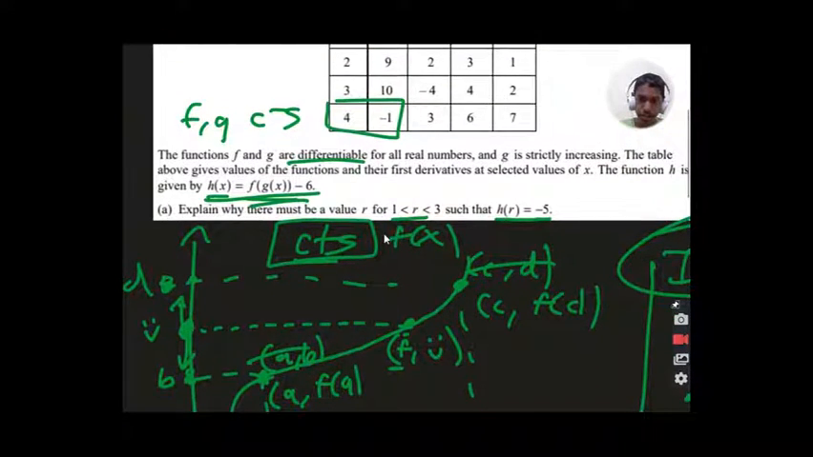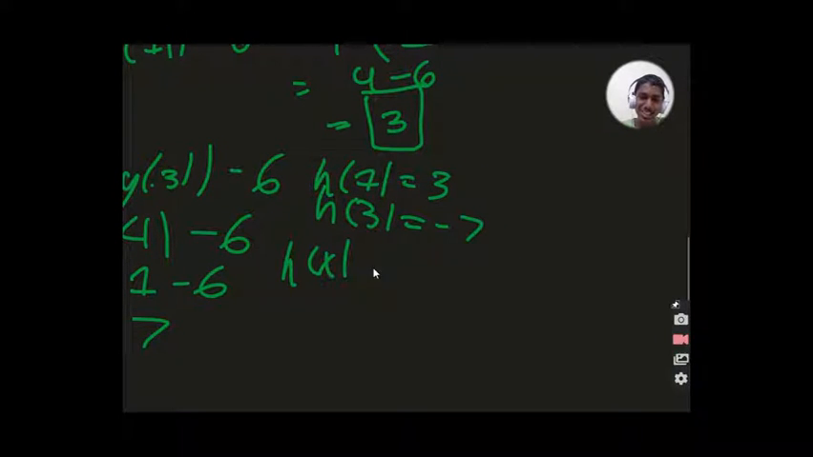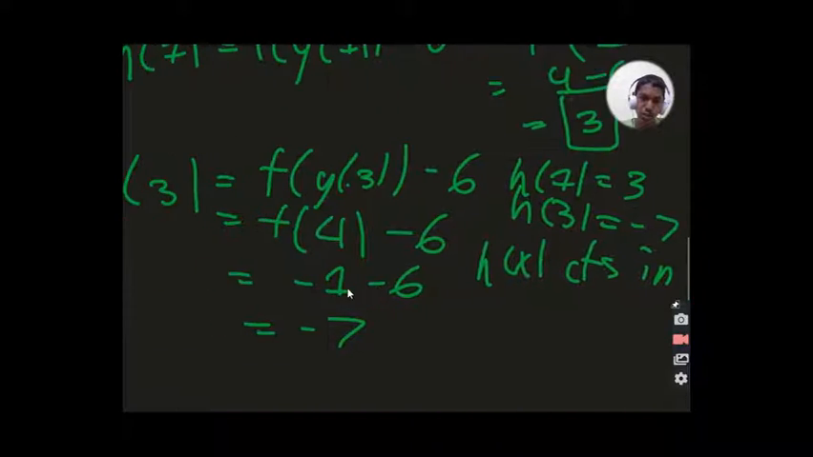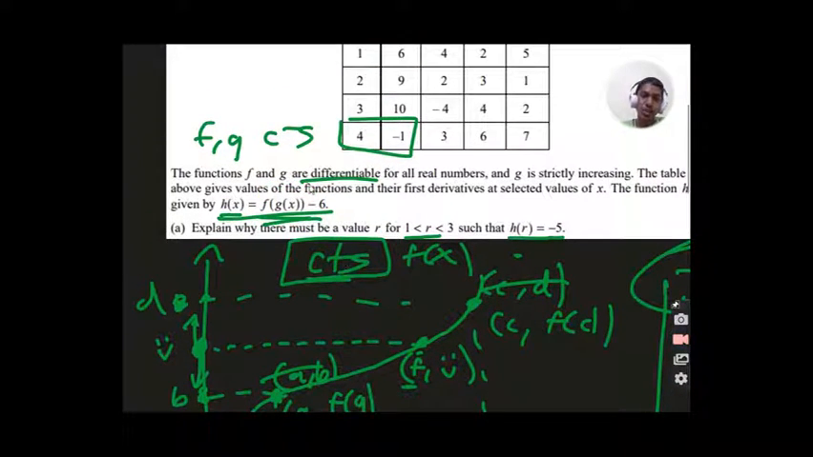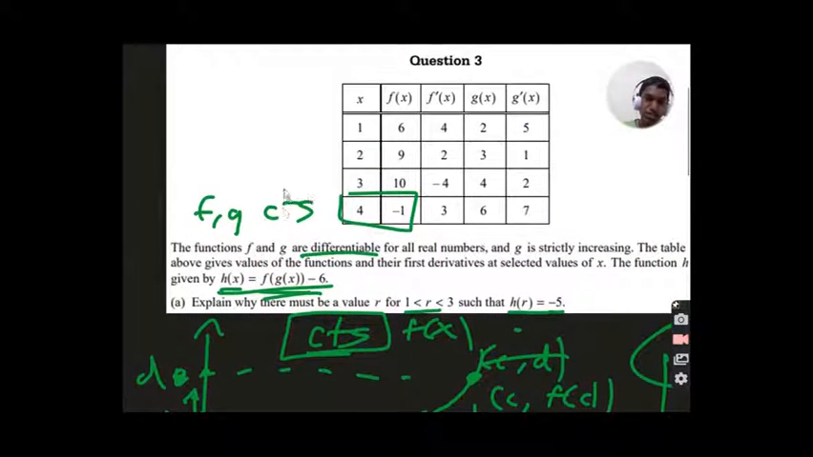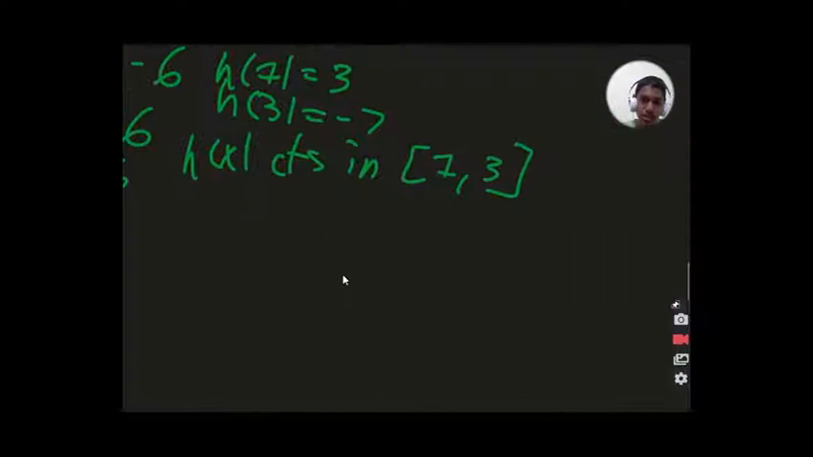Alright, so what do you have to do here? Well, one value where h of r is minus 5. Okay, right, so first thing, check, is h of x continuous in 1, 3? Well, we know that h of x is constructed based on f and g of x, and both f and g of x are differentiable and therefore continuous, so I wouldn't see a reason why f of g of x wouldn't also be continuous. So we know that h of x is continuous also. Okay, great. So now we've met the conditions for intermediate value theorem.